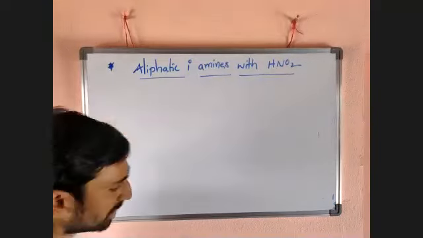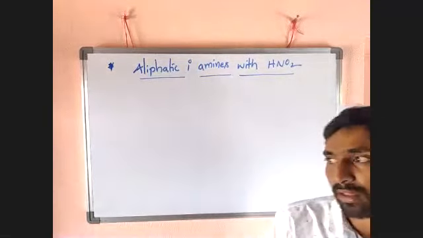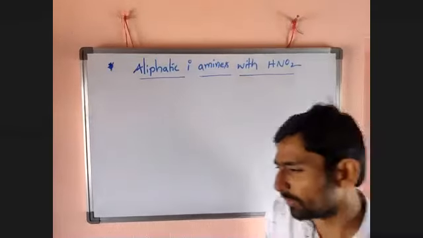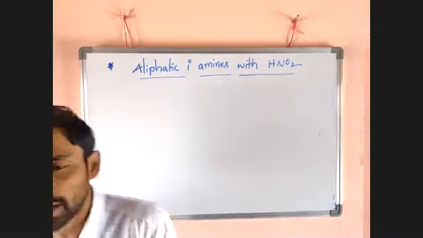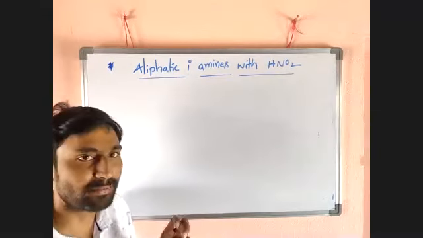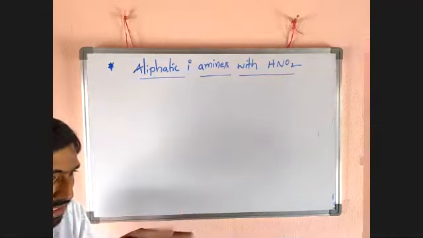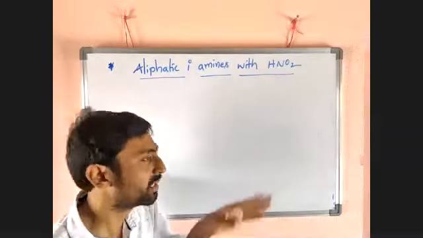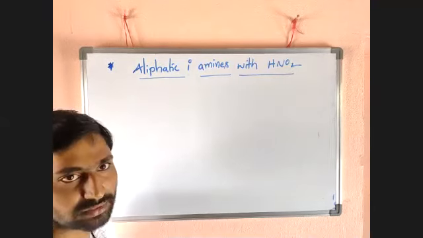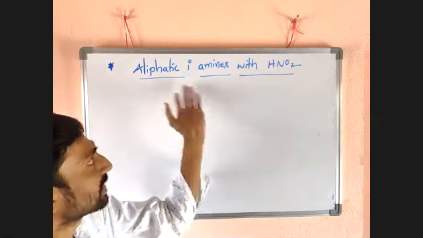What are aliphatic compounds and aromatic compounds? Aliphatic compounds means without benzene ring. Amine means nitrogen derivative: nitrogen and hydrogen combination is nothing but amine. So if the amine is directly linked with a benzene ring, those are aromatic. If they are not linked with a benzene ring, those amines are aliphatic amines.